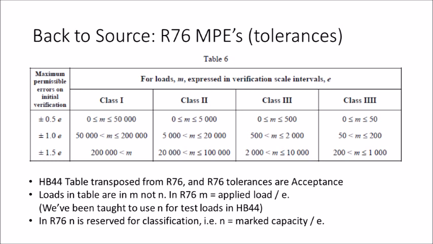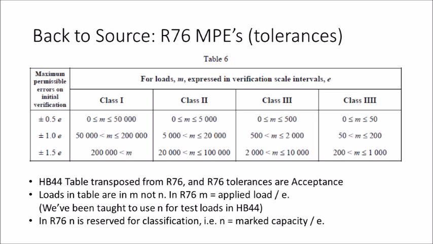In other words, the columns and rows are switched. The second is the R76 tolerances are acceptance tolerances. And finally, and this is subtle, but it's important, the loads in the R76 table are in M for Michael, not N as Norman. In R76, M is defined as the applied load divided by E.